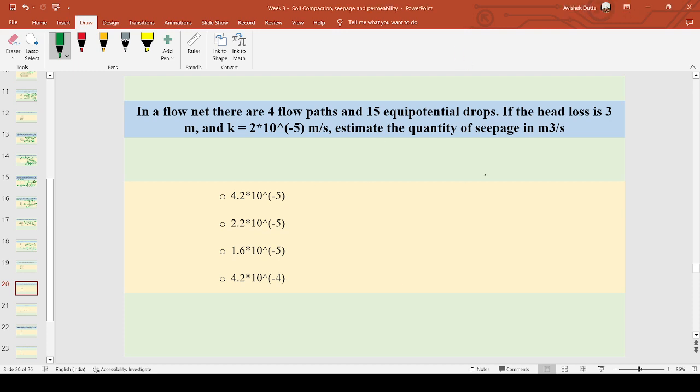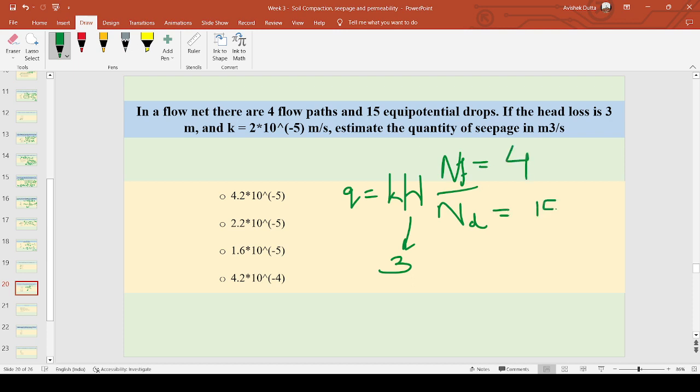The formula is Q equals K H NF by ND. K value is given, H, head loss, is 3 meter, NF, number of flow paths or flow channels, is equal to 4, and ND, number of equipotential drops, is 15. Put these values, you get the answer, 1.6 into 10 to the power minus 5.